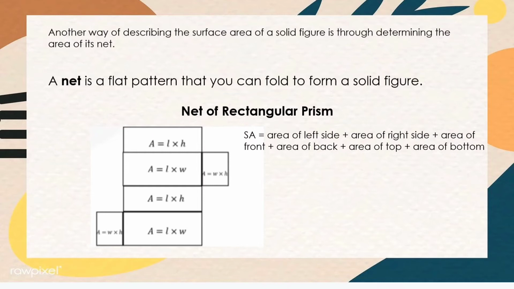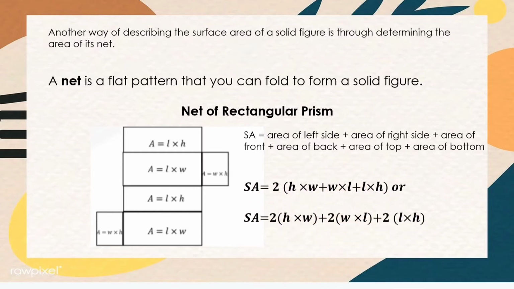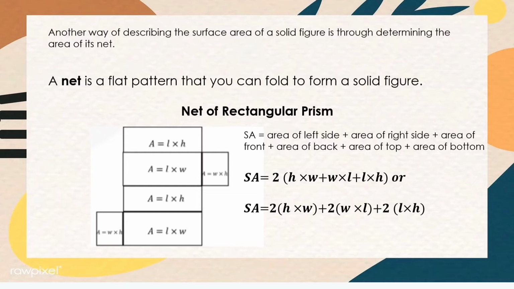So surface area is equal to area of the left side plus area of the right side plus area of the front plus area of the back plus area of the top plus area of the bottom. Thus, the surface area of a rectangular prism will be: surface area is equal to 2 times, open parentheses, height times width plus width times length plus length times height, close parentheses. Or it can also be written as surface area is equal to 2 height times width plus 2 width times length plus 2 length times height.